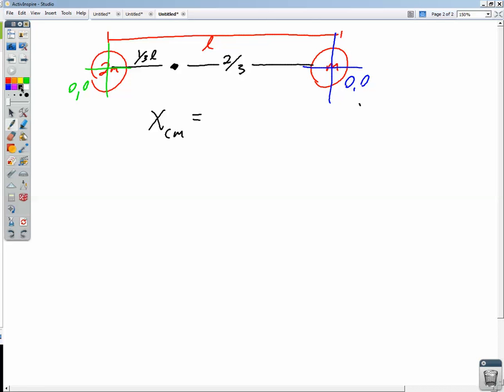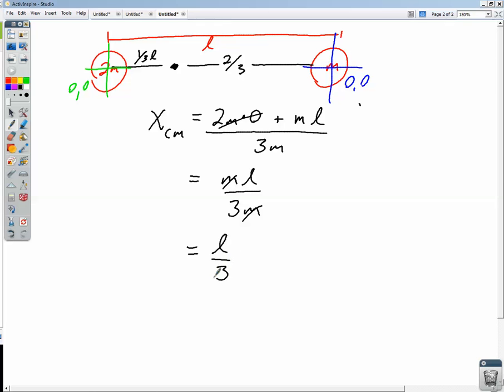is something slightly different. So let's say we've got a mass of 2m, and that is 0 units away from the origin, plus a mass of m, and he is now a whole L away, divided by the total mass of the system, which is 3m. So we've got 2m times 0 is 0, so that goes away. We have mL over 3m. m's cancel, and we have L over 3 for our x center of mass, which is the exact same place, L over 3, as we got for having our coordinate system on the right-hand side, which was negative 2/3 L.